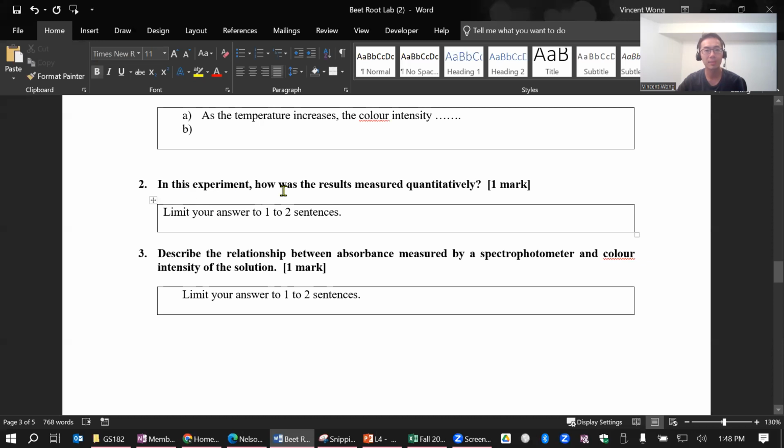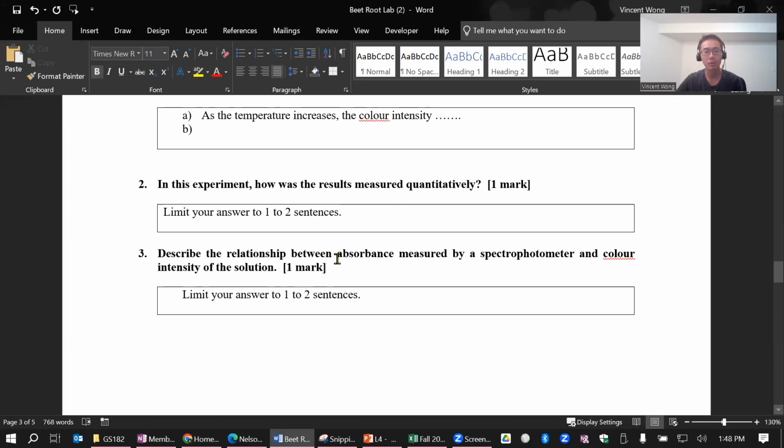Next, in this experiment, how was the result measured quantitatively? If you've watched the video, not only does she judge the color intensity, she also has an instrument that measures the intensity. Whenever you measure things, that's quantitative. So you want to tell me how she did it.